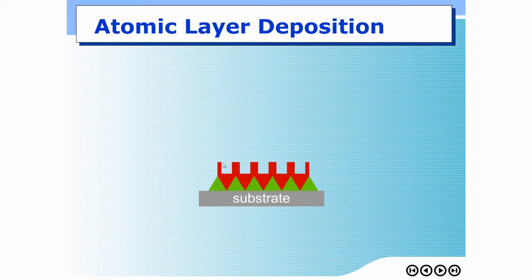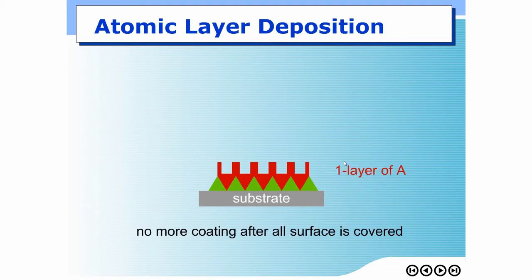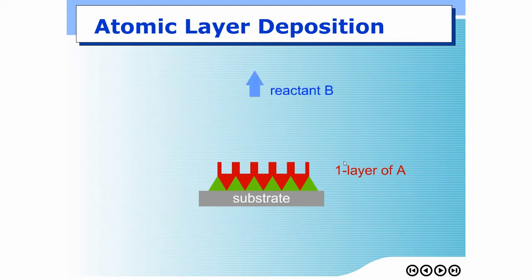Then this group on the top of this layer is no longer compatible with the functional groups of reactant A, so therefore there will be no more reaction taking place once this red layer is formed. Okay. So we form one layer of A, no more coating after the whole surface is covered. Then we can change to another reactant.